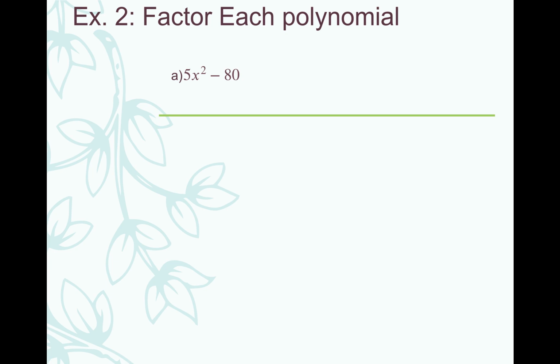Okay, step 1 for this problem is we want to check to see if there's a greatest common factor. Well, I'm noticing that I have a 5 right here in our first term, and 80 is divisible by 5. So if I factor out a 5, now we make sure to write that 5 up front, that's going to be 5 times x squared minus 16. And that's 16 because 80 divided by 5 is 16.